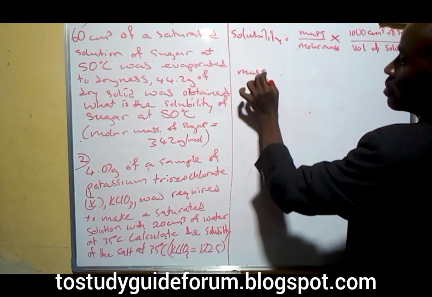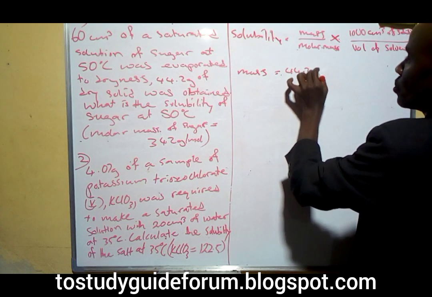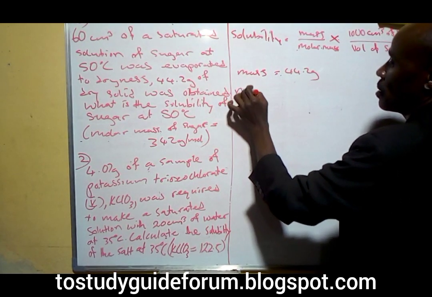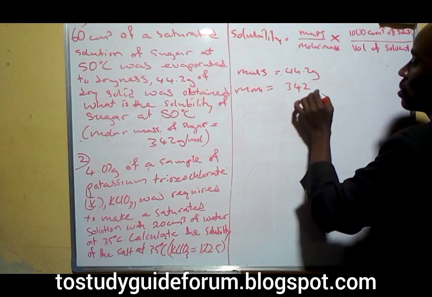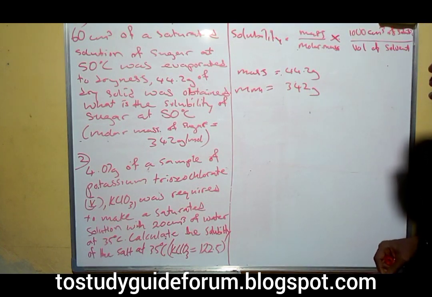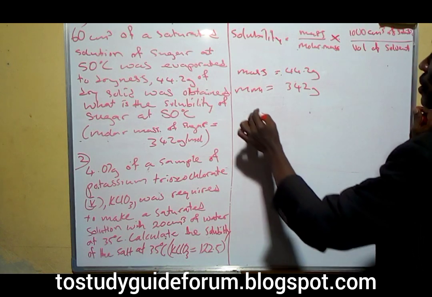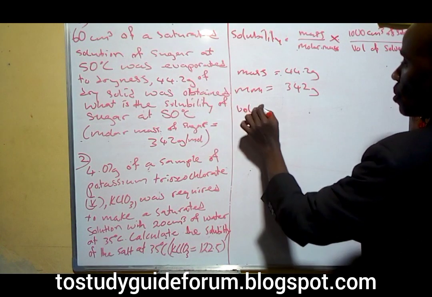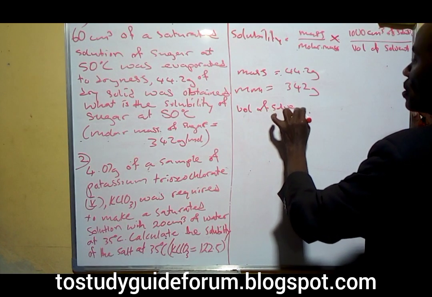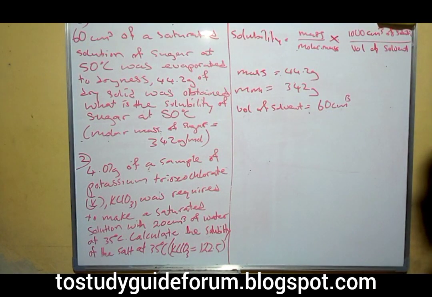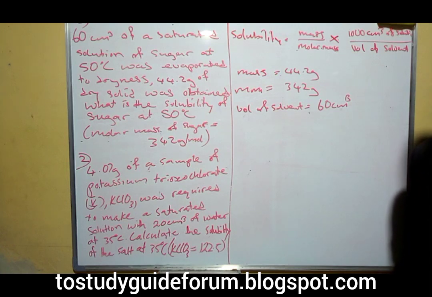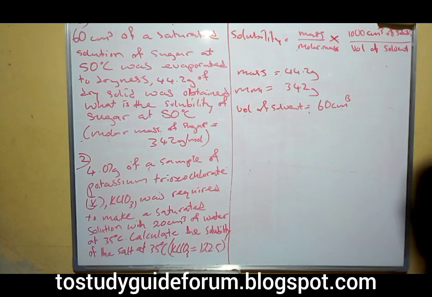So the mass here is equal to 44.2 grams, and then the molar mass, I can say mm, is equal to 342 grams, and then the volume of the solution given there, we have a 60 cm cube. This is what we have. So this other one is 1000 cm cube, the standard volume that we normally use, that is 1 dm cube, 1 liter, or 1000 cm cube, like I already stated before.